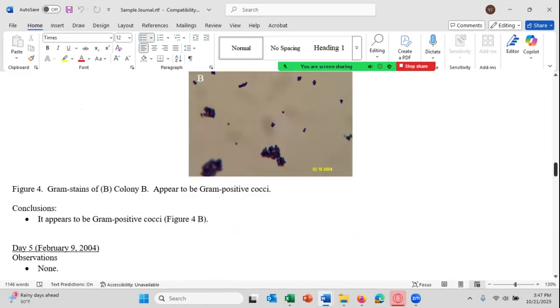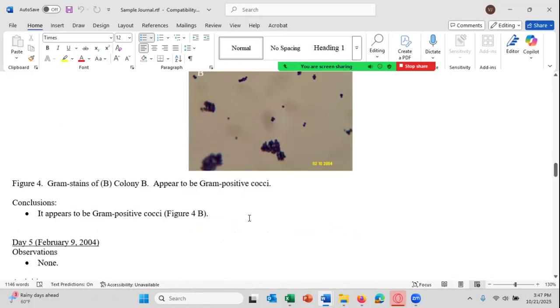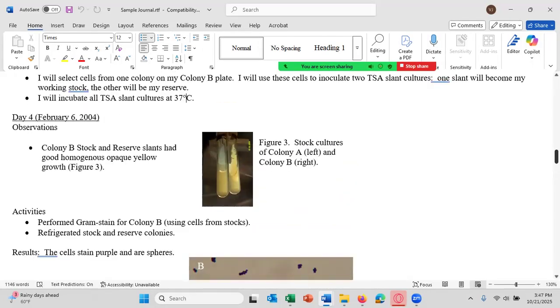And then the gram stain will be started 7 days from today. So that'll be 10/28, and you'll get your results on the gram stain on the day you started it. Any questions about any of that?